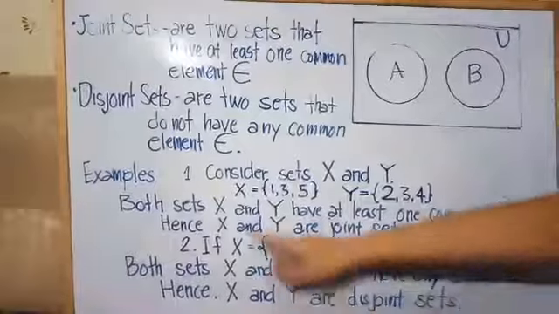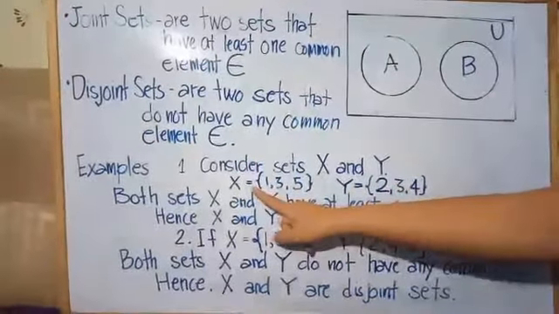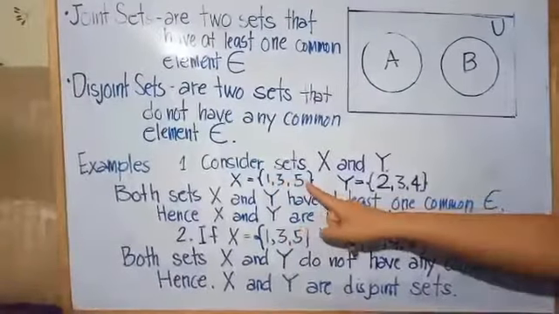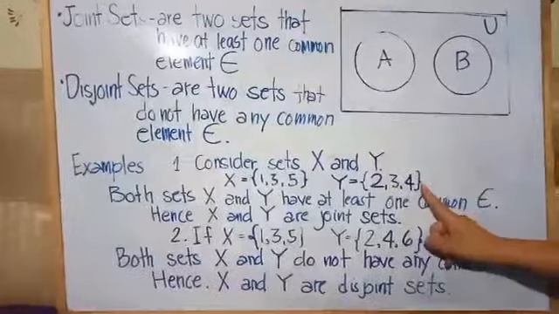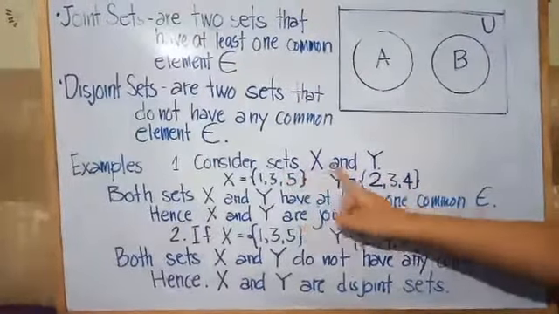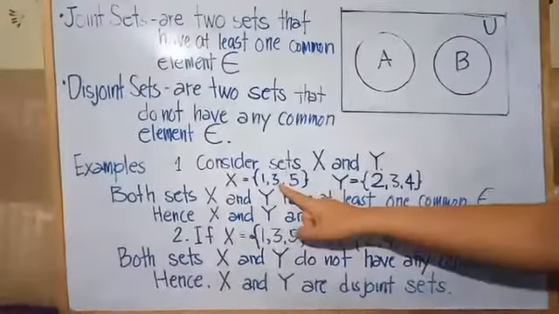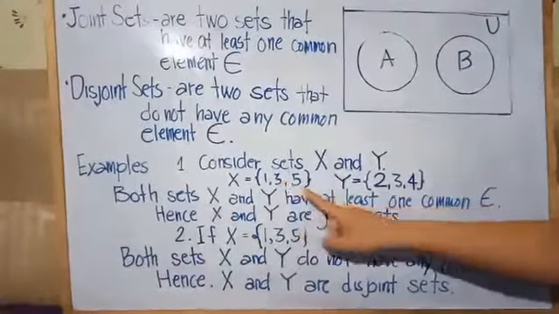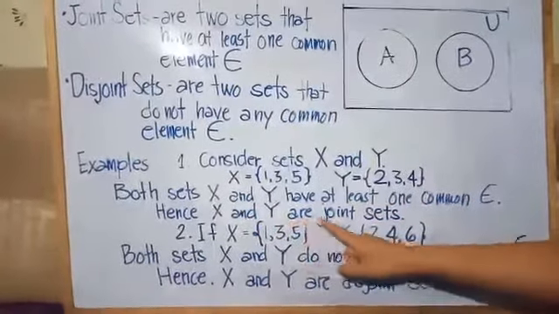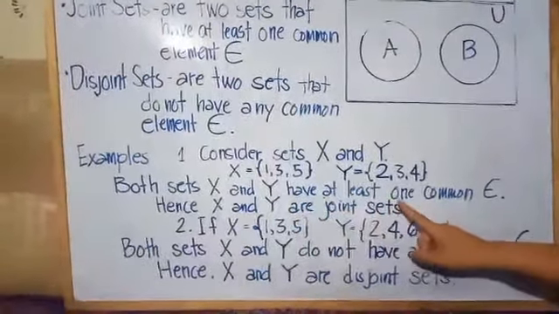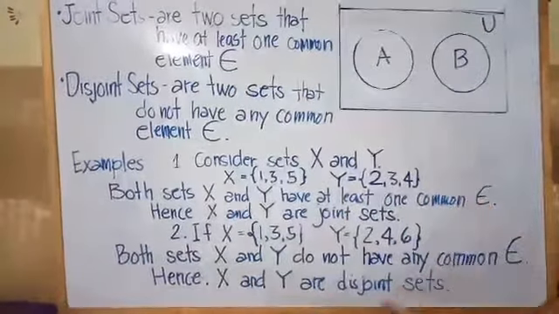For example, consider sets X and Y. X has 1, 3, and 5 in its set, while Y is 2, 3, and 4. Do they have something in common? Yes. Number 3 is common to X and Y. Hence, X and Y are joint sets, because they have at least one common element.